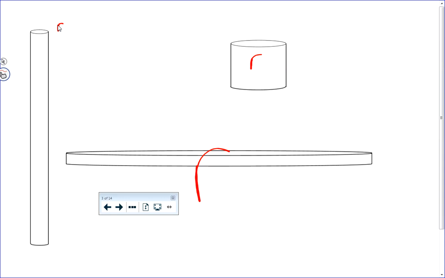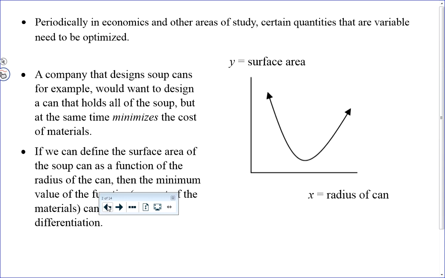And if you were to think about the can that's very tall and the can that's very short, they're both very wasteful because they're going to cost a lot of money because of the amount of material you need to build the can. The surface area of those cans is going to be larger than the surface area of the can that has the medium radius. And as a result, you have this graph which shows the behavior of the radius of the can and how it influences the surface area of the can.